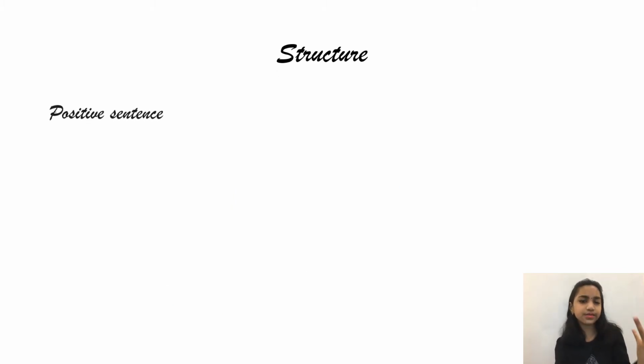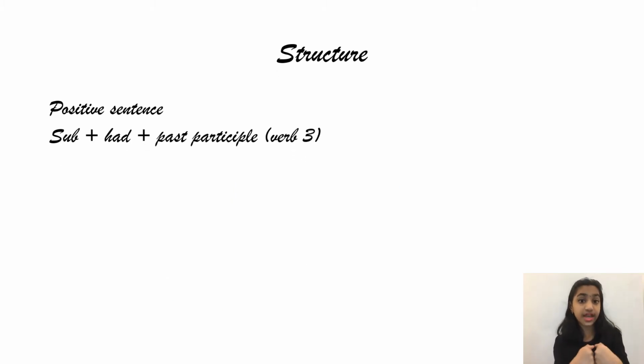Now let's move on with the structure. There are four types, but let's start with the first type and then go to the last type. That will make it easier. The first form is a positive sentence. The structure for it is literally the same as the basic structure which we studied earlier, which is simply subject plus had plus past participle, also known as verb 3.